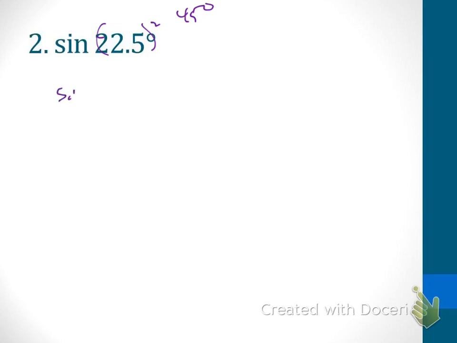So the formula, which is the sine of the half angle, so sine of 22.5, we pour in the formula. The formula says plus or minus the square root of 1 minus cosine of the original angle, so double it, all over 2. So yeah, interesting that sine still uses cosine.